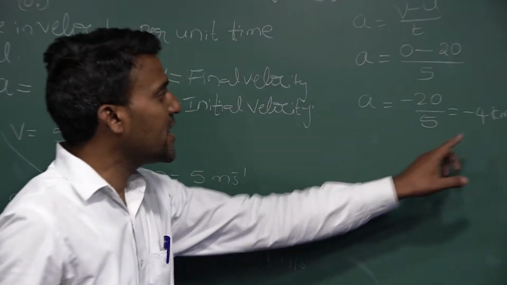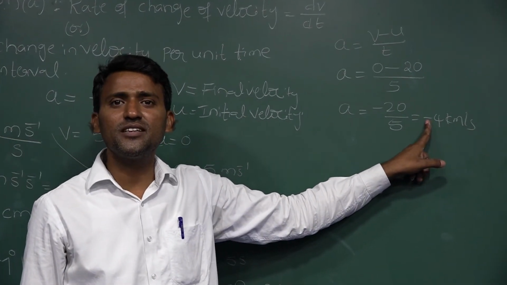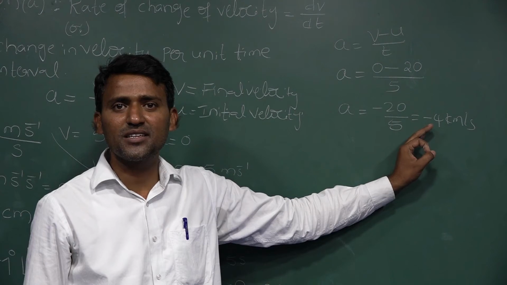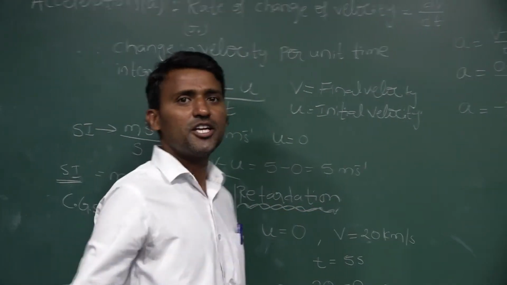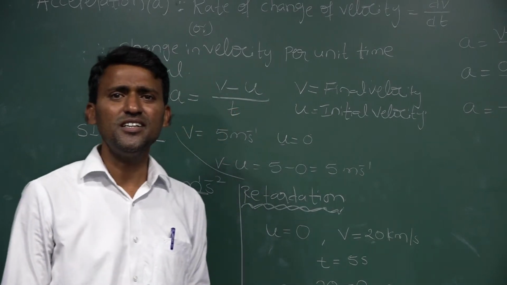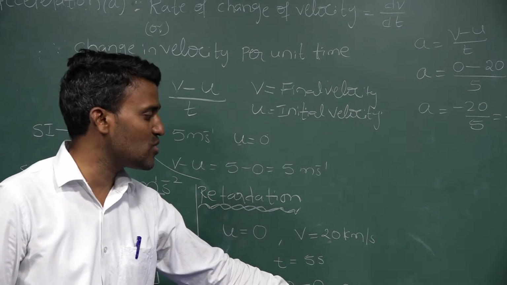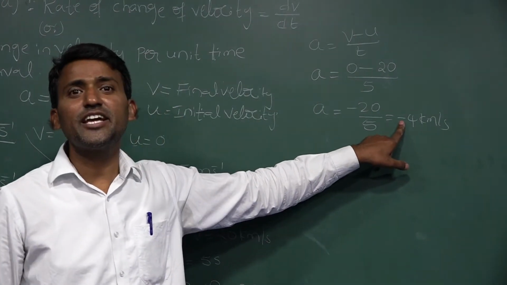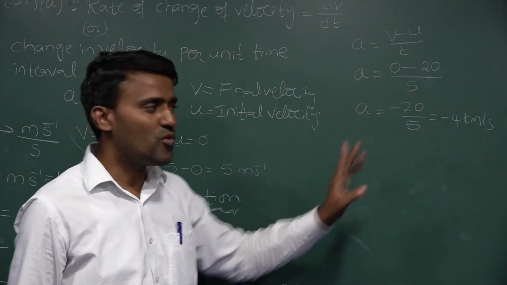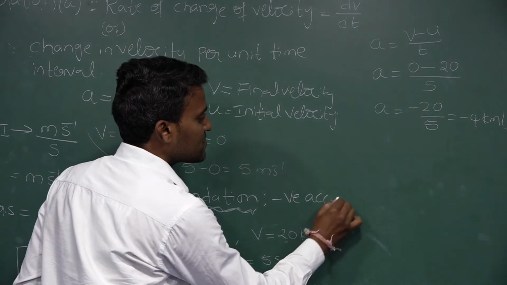Negative acceleration we call retardation. That is the definition. This is the retardation example and that was the acceleration example. Acceleration means positive. Retardation means negative acceleration. So the definition of retardation is negative acceleration.